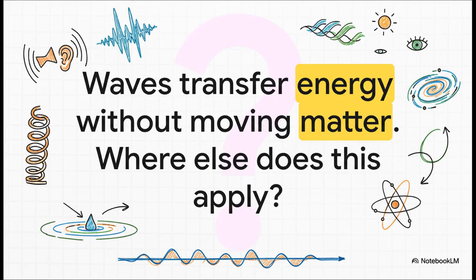So, I'll leave you with this last little thought to chew on. We've established this incredible principle. Waves transfer energy without moving matter. But where else in the universe does that idea apply? From the tiniest quantum particles to the scale of entire galaxies, where else do we see influence being transferred without any actual substance moving along with it?